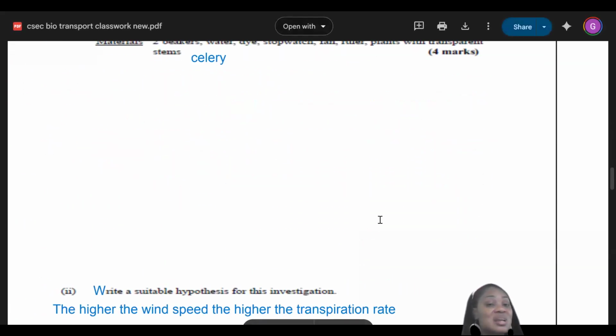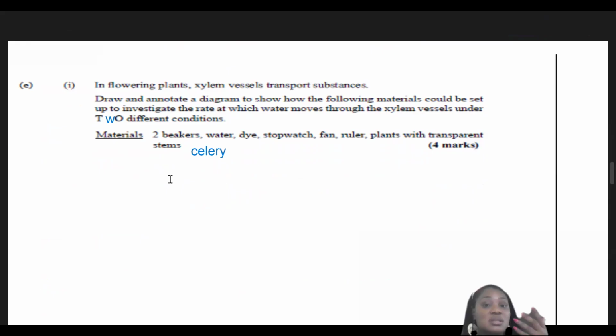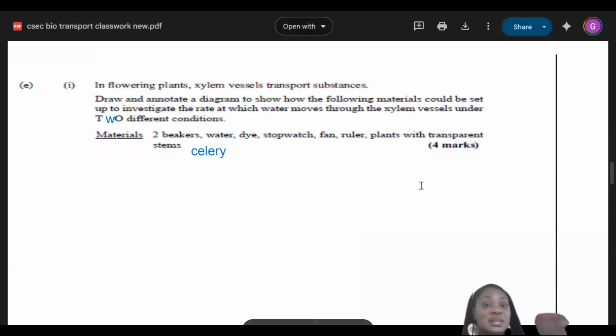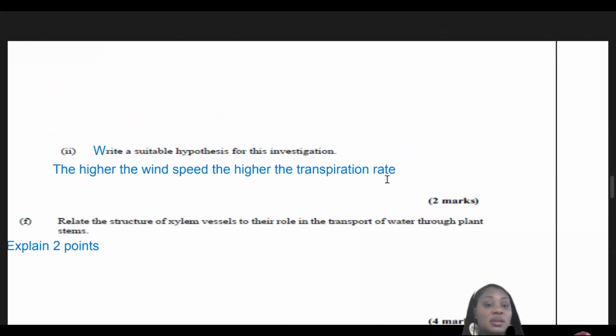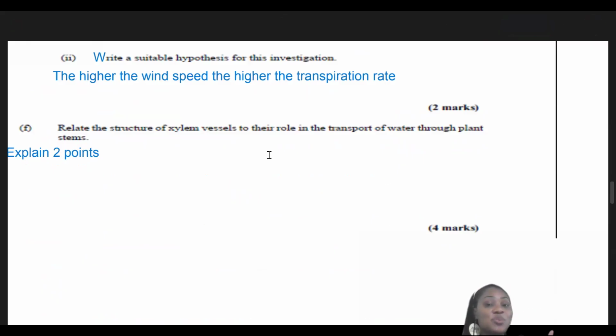This is the one with the celery. You're going to draw one celery in a beaker with colored water, one in another with a fan, one without a fan. Right? And that's what I say, draw and annotate the diagram. Then, two features of the xylem that make them suitable for water transport. We say that they are hollow and dead, so that the water can flow easily. The walls are reinforced with lignin, so that the vessels don't collapse, right?